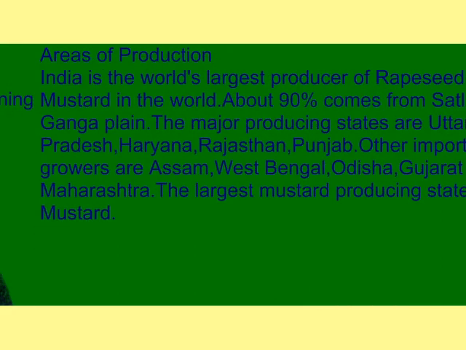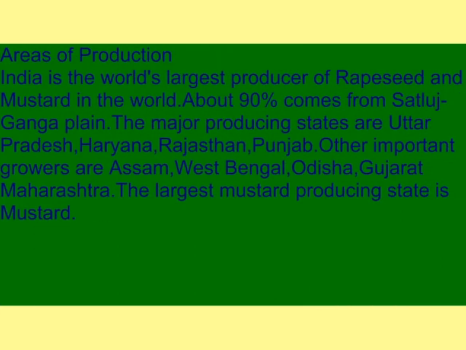Now, areas of production, where is it grown mostly? India is the world's largest producer of rapeseed and mustard in the world. About 90% comes from Sutlej Ganga plain. The major producers are Uttar Pradesh, then we have Haryana, Rajasthan, Punjab. The other important growers are Assam, West Bengal, Odisha, Gujarat, Maharashtra.